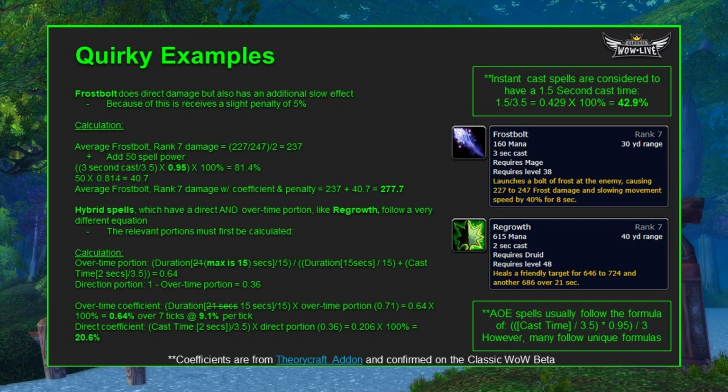I've also included two text boxes here which explain how instant casts and AoE spells work. Instant casts are considered 1.5 second casts for spell coefficient calculations, so you would take 1.5 divided by 3.5 to get the coefficient for an instant cast spell. AoE spells usually follow the formula of the cast time divided by 3.5 times 0.95, all divided by 3. However, many AoE spells have their own unique formulas which are currently unknown to us.